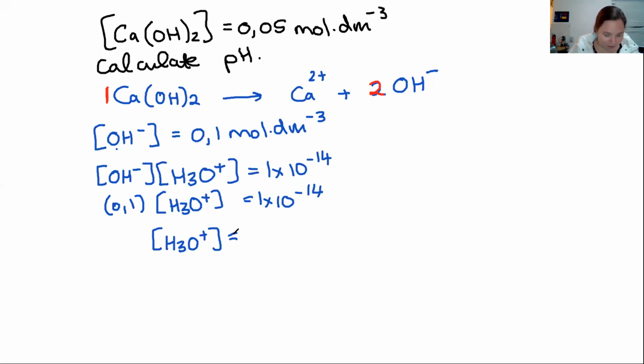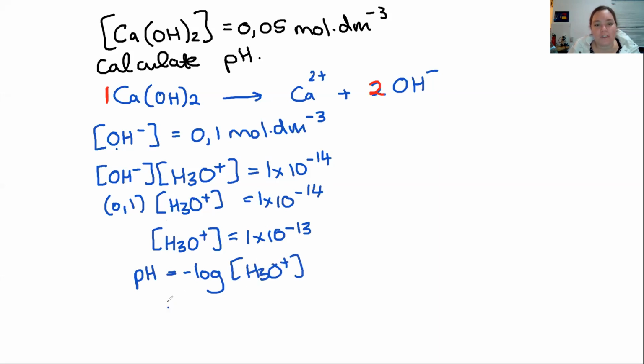I don't know why I'm doing this on my calculator, divided by 0.1, give me 1 times 10 to the negative 13. I'm going to blame it for being late in the day. And your pH is negative log concentration of H3O plus, which is negative log of 1 times 10 to the negative 13, don't lose my value. So if I put that in, I'm going to get a pH of 13 units.